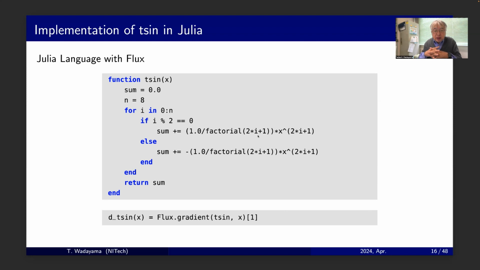And also, in the last line, you can see Flux.gradient. This line means that the first order derivative of t sine of x is defined as d underscore t sine of x. Namely, the automatic differentiation mechanism in the Flux package is invoked to calculate the first derivative of t sine of x.